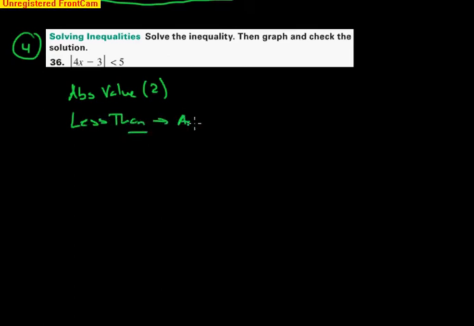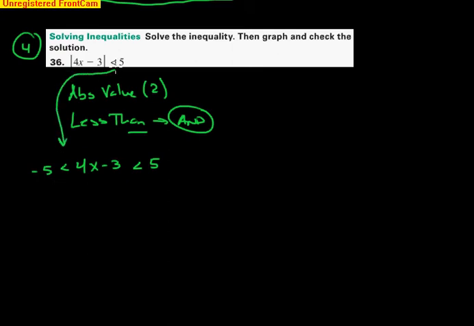Less than, those last two letters should point you to "and." And means you're going to have a compound inequality with two inequalities in one line. Okay, so the 4x minus 3 is in the center. There's a 5 over here, and we take the opposite of 5 or put negative 5 over here. And now, 4x minus 3 must be less than 5, and 4x minus 3 must be greater than negative 5, or negative 5 must be less than 4x minus 3.